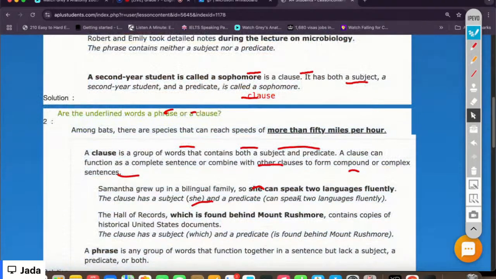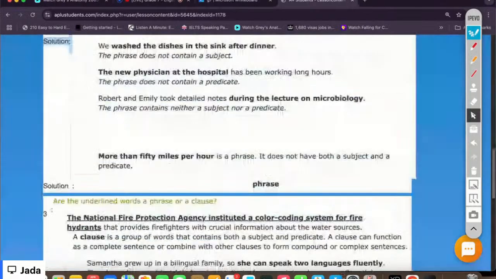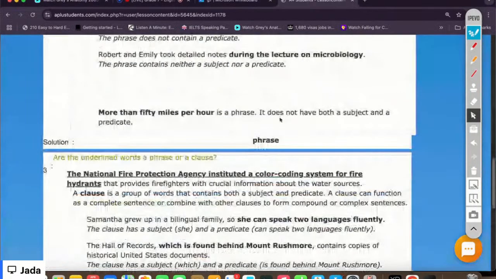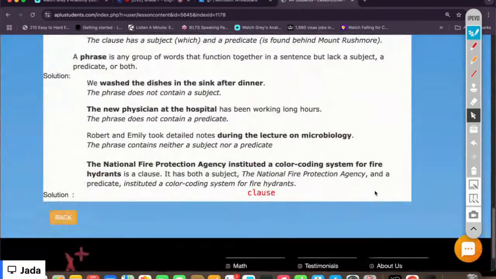Okay, so "Among bats, there are species that can reach speeds of more than 50 miles per hour." That'll be what? That's a phrase because it just says "more than 50 miles per hour." It does not have a subject and a verb, a predicate. Okay. So next one, "The National Fire Protection Agency instituted a color coding system for fire hydrants that provide firefighters with crucial information about the water source." So that'll be what? A clause because it has the subject and a predicate.